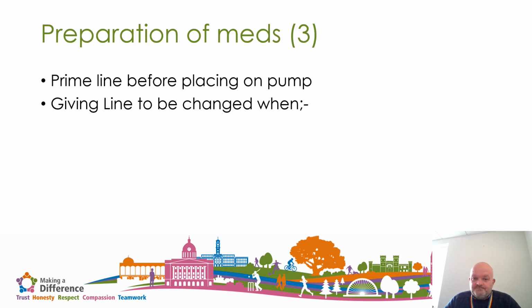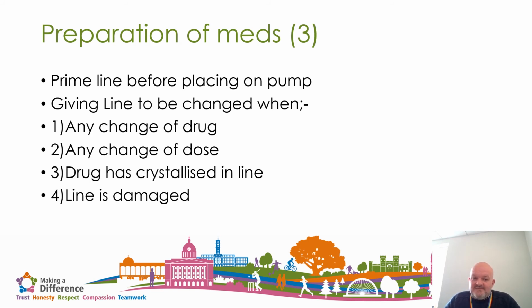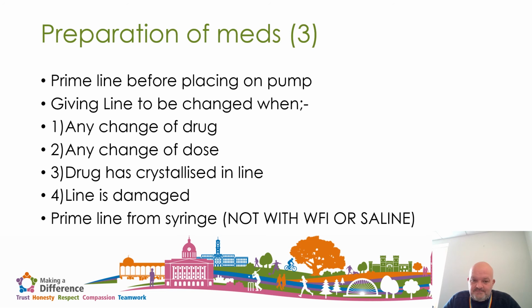The giving line is changed when any of these situations happen. So if any of the drugs are changed in the syringe driver, we change the line. If there's any change in dosages, so the dose is increased or the dose is decreased, we change the line. If the line has become useless because the drug has crystallized, we obviously need to change that, because if that's the situation, the patient isn't getting the medication at the rate they should be. And also, if the line becomes damaged, sometimes they become cracked around where the syringe driver is attached or around the patient. So obviously, if that's the situation and that line is leaking, then we need to change that line.